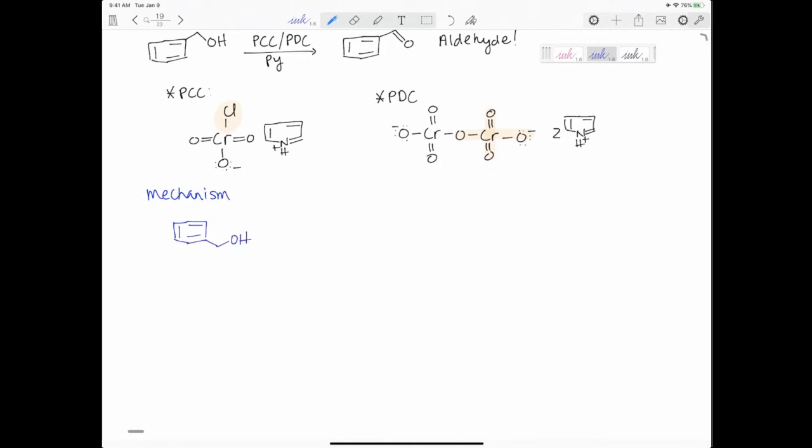From the example that I gave. Okay. Again, every time you have a chromium compound, the alcohol, your starting material, is going to attack it, and it's going to break off one of the double bonds in the carbonyl. Right, and what you get is this right here.